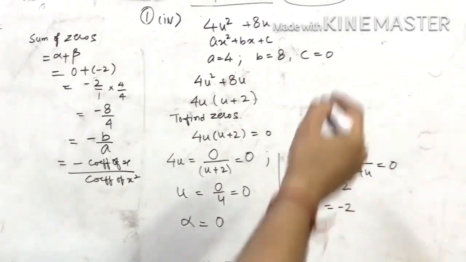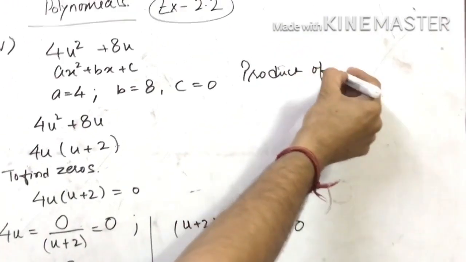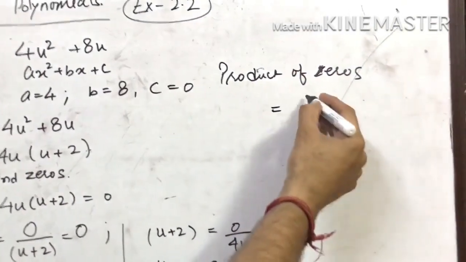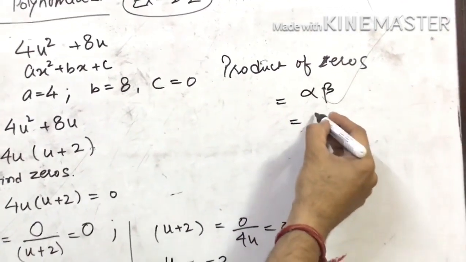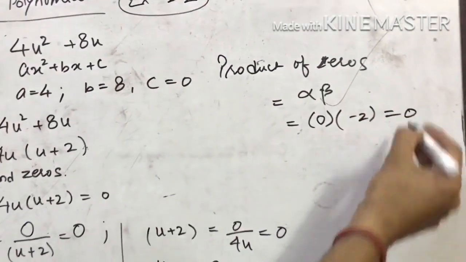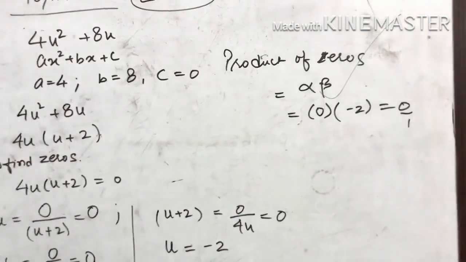Now the second relationship is product of roots, zeros, alpha into beta, where alpha is 0, beta is minus 2, you will get 0. You can also write it like 0 by 1. Now what is 0?